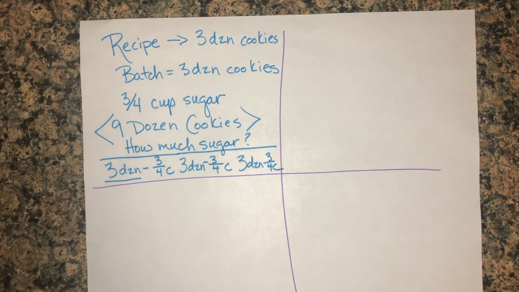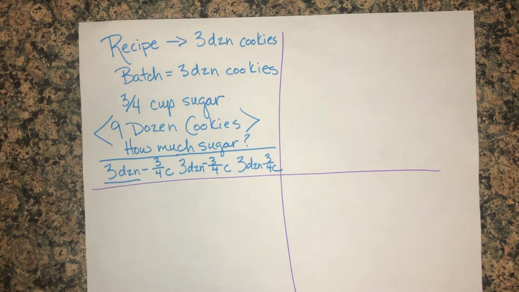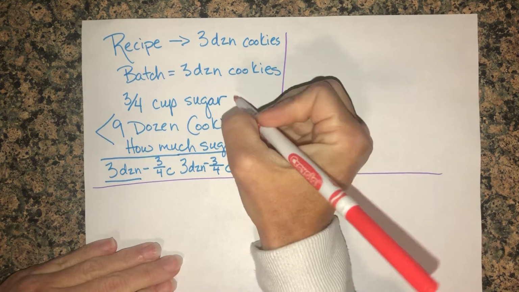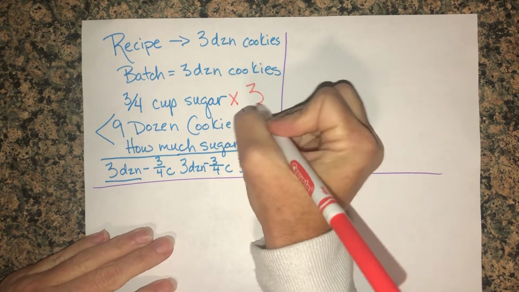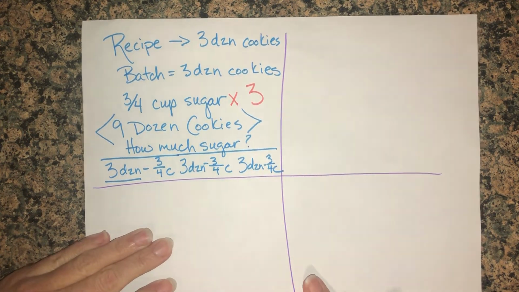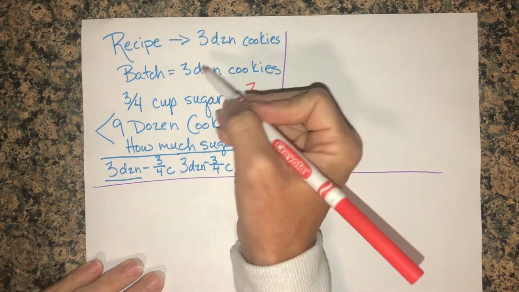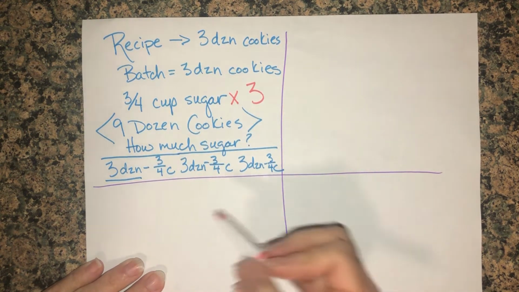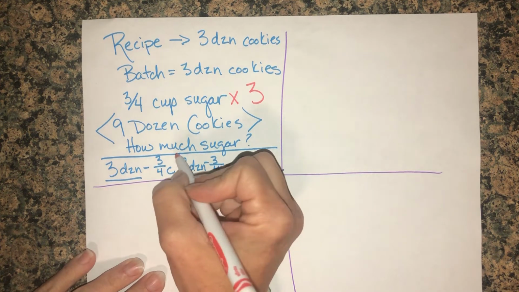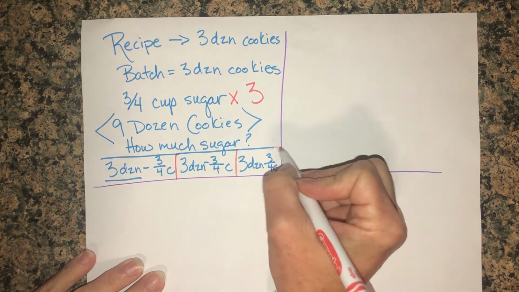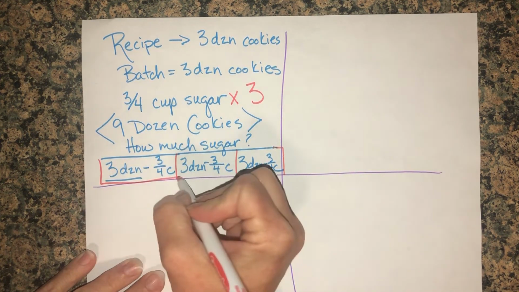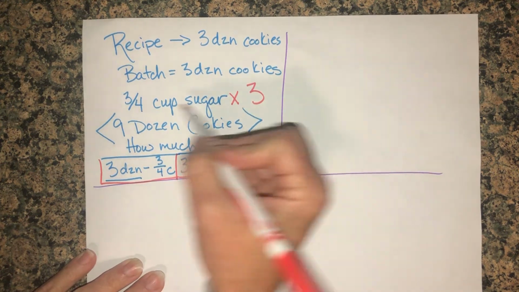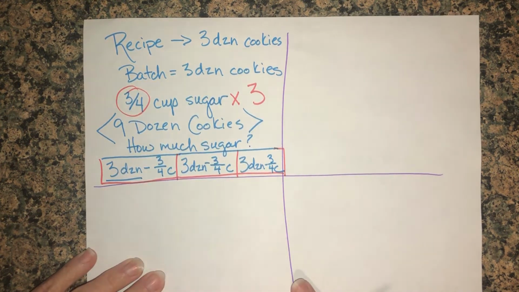This is where a lot of you I was helping finally got it. You're doing 3 dozen cookies 3 times. You're doing 3/4 a cup of sugar times 3. So be careful on that. You can't just do 3 times 3/4 or 9 times 3/4. You've got to make sure you're looking at, okay, I'm gonna go to the kitchen and I'm gonna make 3 batches and each batch needs 3/4 a cup.